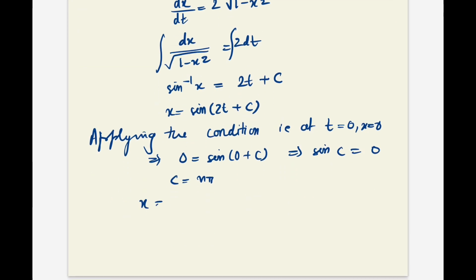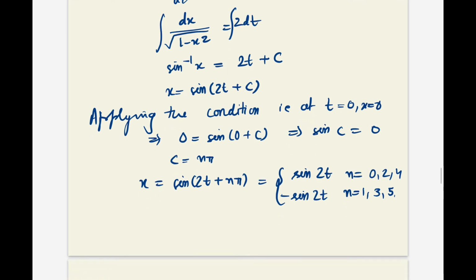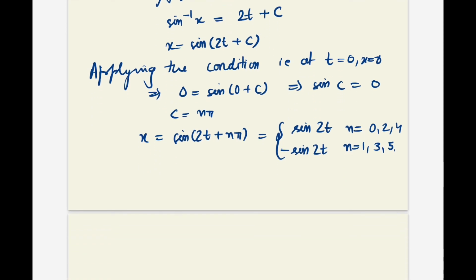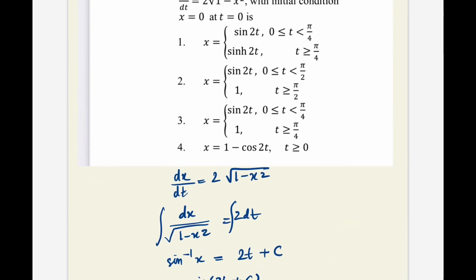So x equals sine 2t plus n pi, which reads as sine 2t when n equals 0 to 4, and minus sine 2t for the case when n equals 1, 3 and 5. From the given options, x equals sine 2t is the correct one. So we have two options, this one and this one.